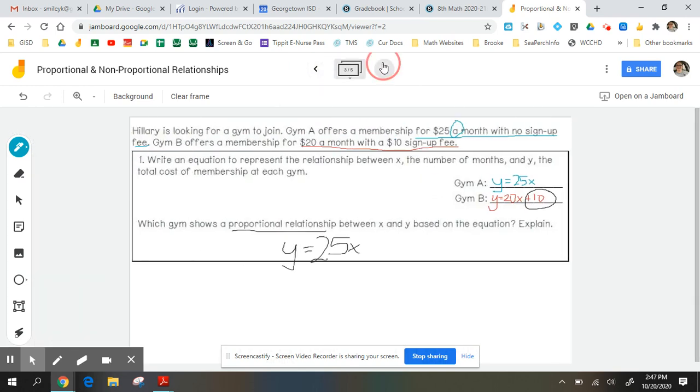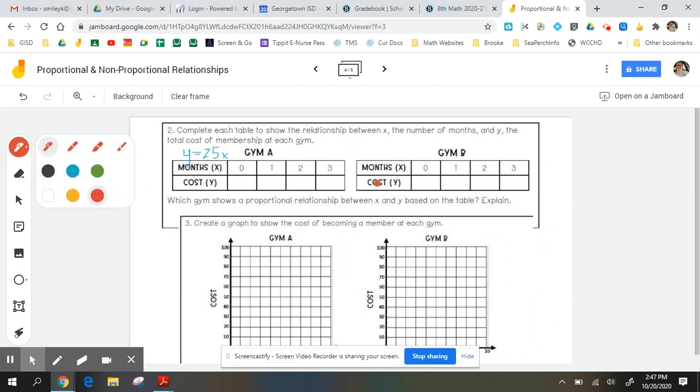And we have 20x plus 10. So then on gym B, I'm going to write up here, y equals 20x plus 10. Alrighty, so if we're filling in this table, we're going to plug in a 25 times 0 where this x is. And 25 times 0, 0. 25 times 1, 25. 25 times 2, you can use a calculator.